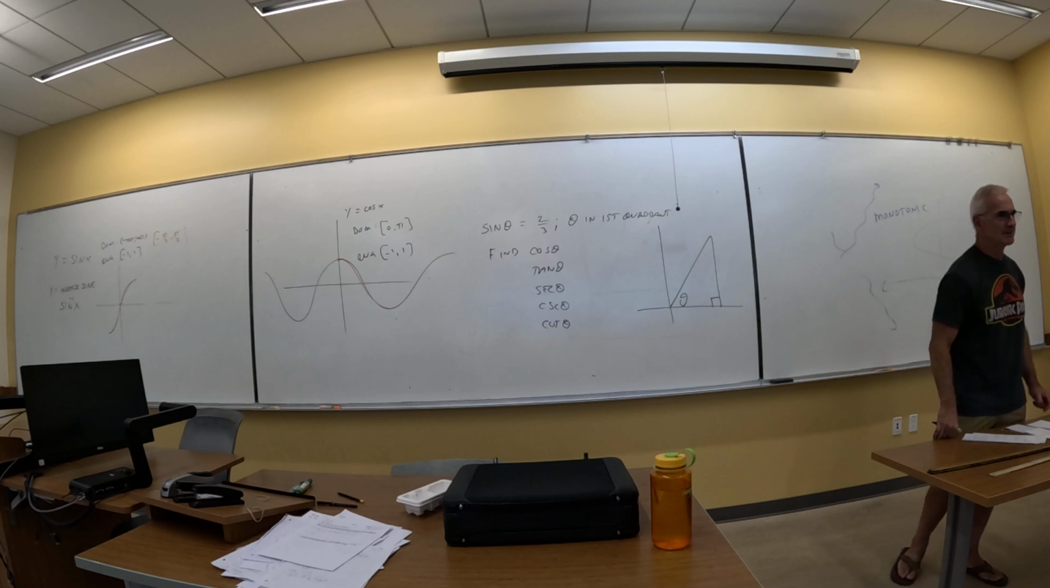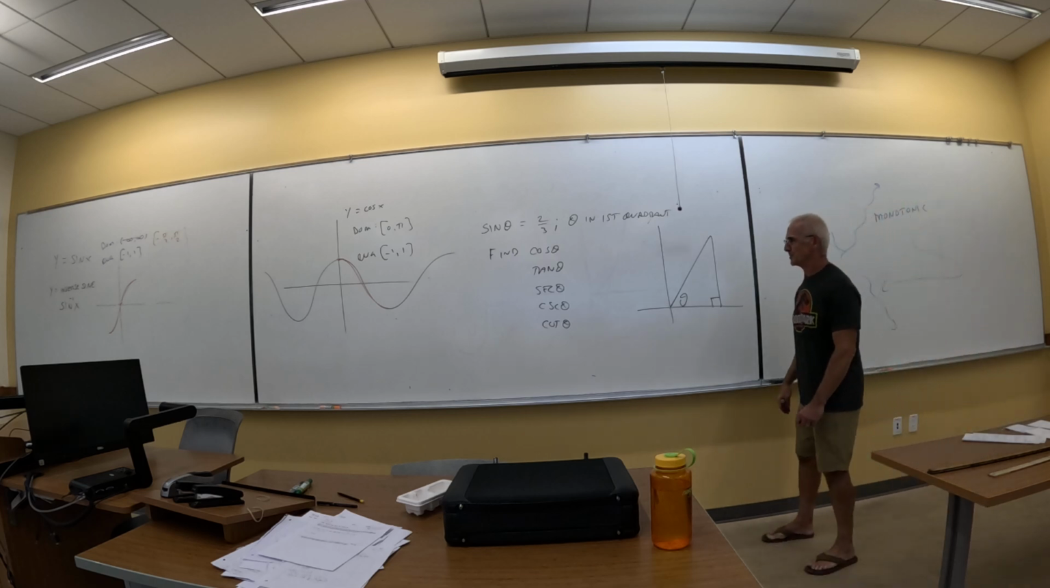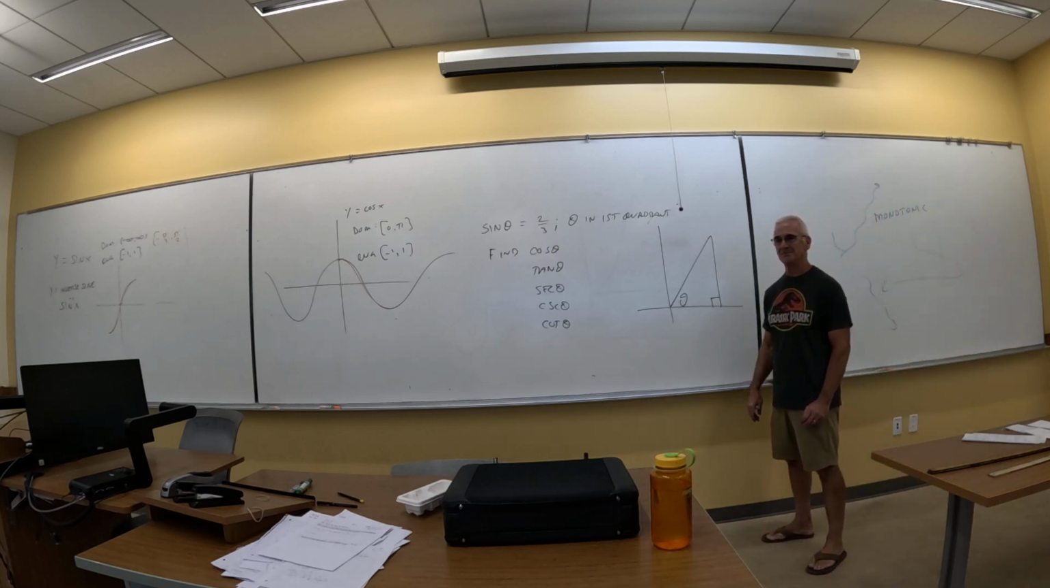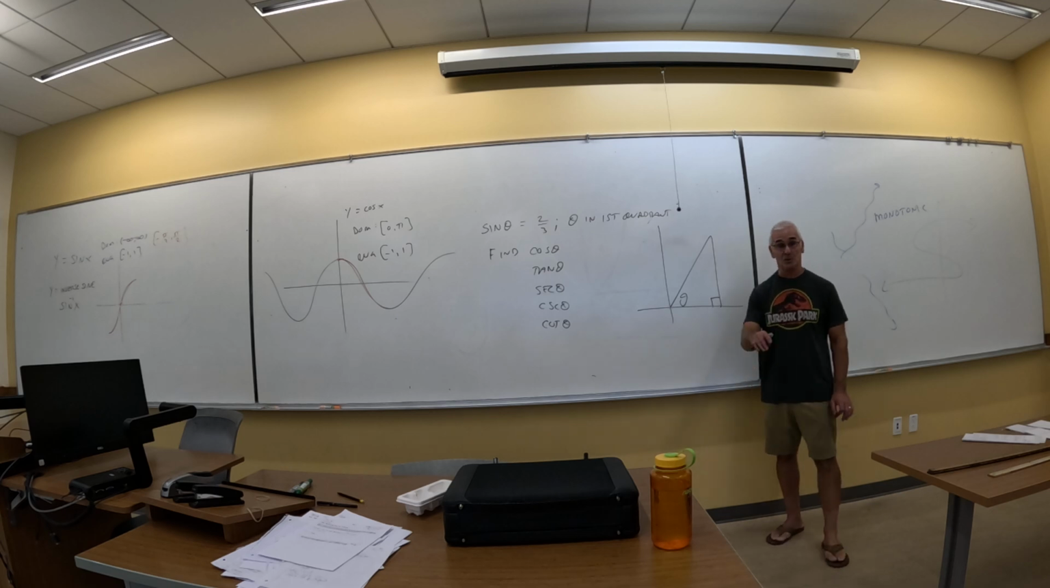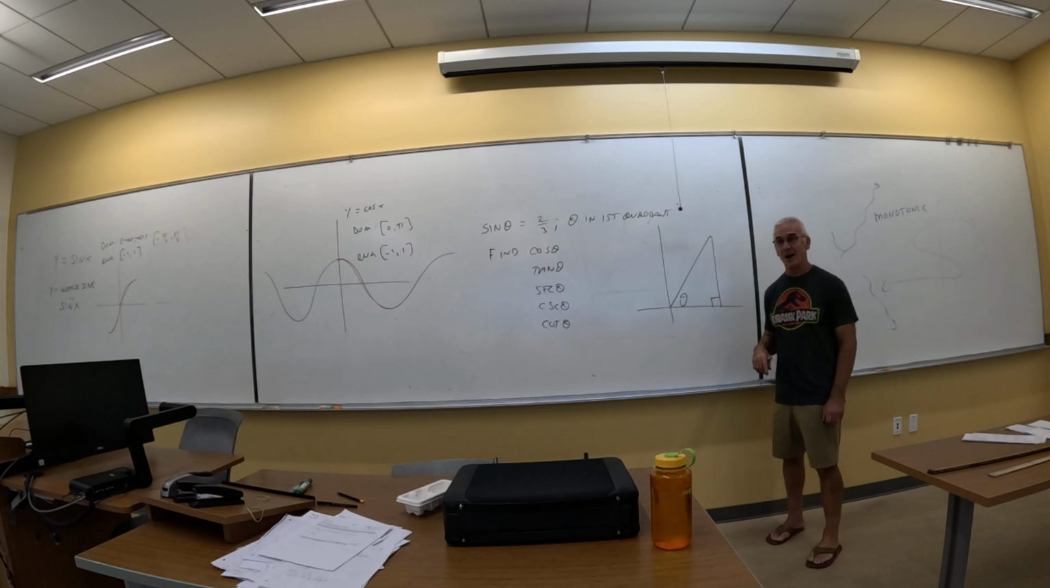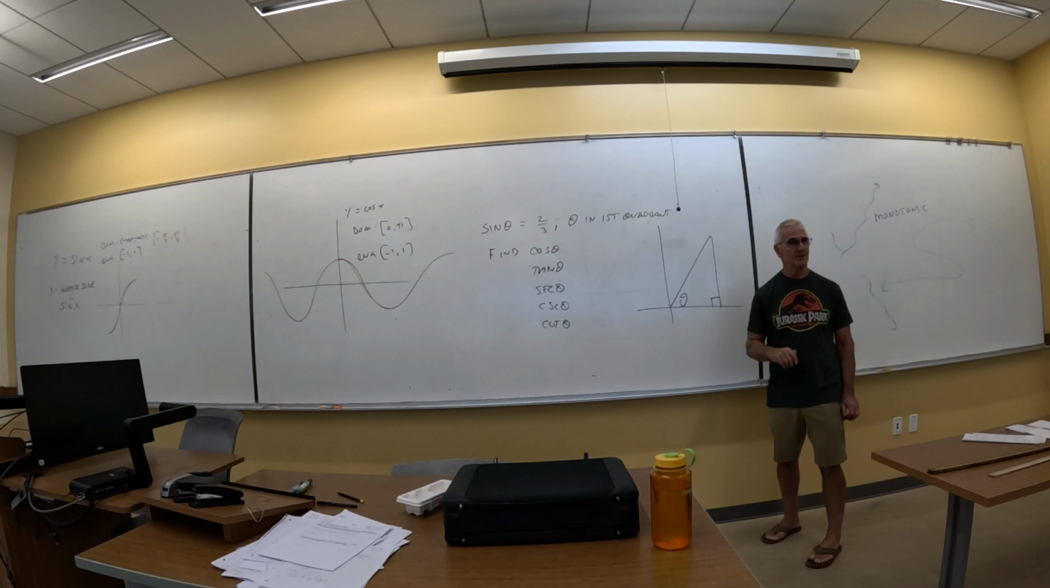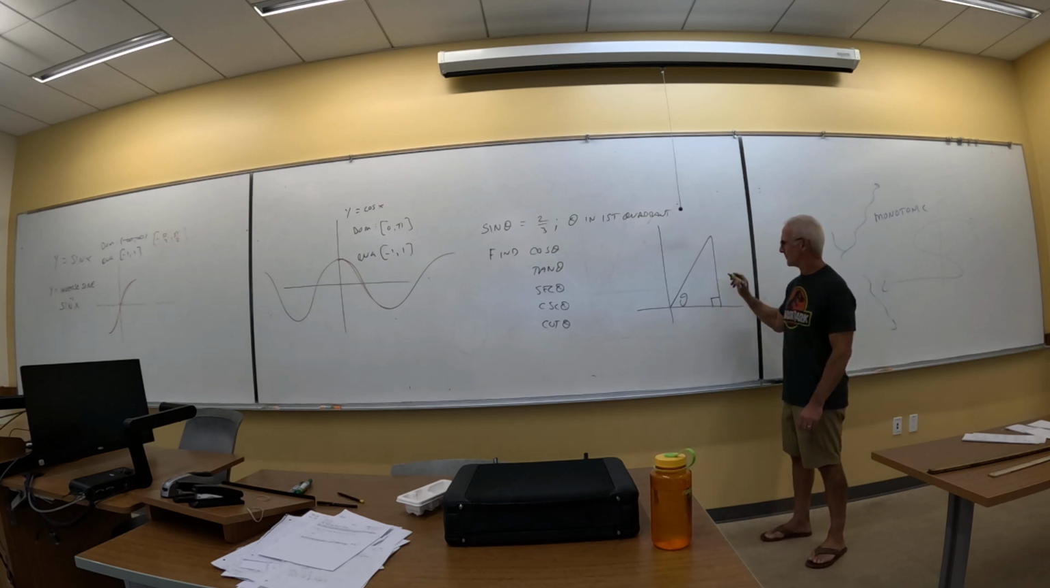SOHCAHTOA. Sine is 2/3. Can you fill in the numbers for me? Don't think unit circle. I don't want this to be a 1. I don't want any fractions. I want it to be easy. Sine is 2/3. Where's the 2 going to go? Is this a so, a ka, or a toa? So. It's a so. Opposite. Where's the 3 going to go? Quadrant. So what goes here?